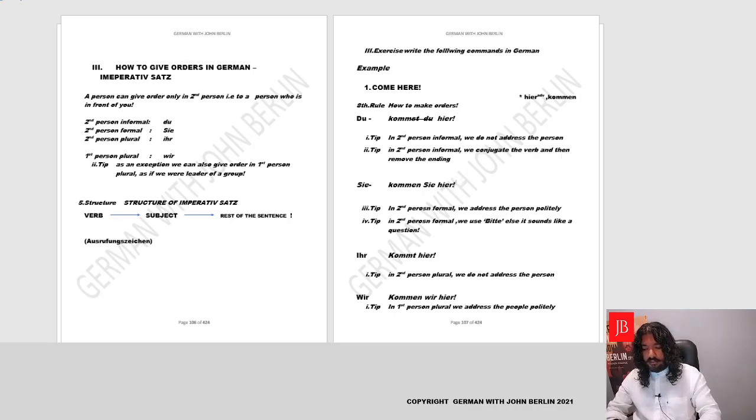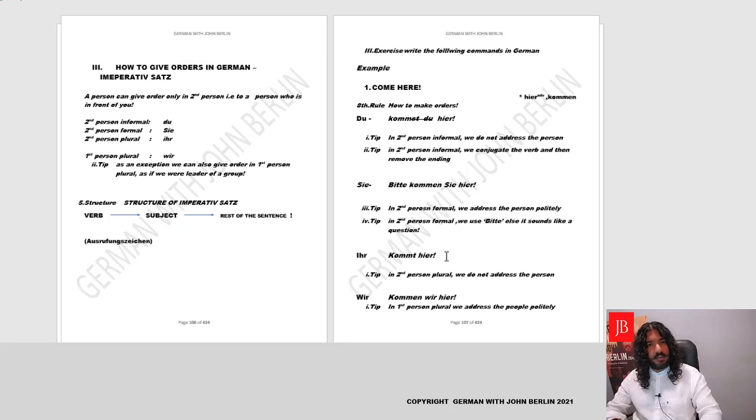To do away with this confusion, we can add a bitte. If you add a bitte, then it's pretty much self-explanatory that it's not a question, it's a request or an order. Yes, bitte kommen Sie hier, you please come here. Fantastic. Okay, moving forward, we also have the third option where you're giving the order to more than one person.